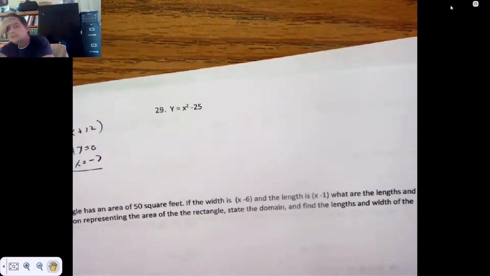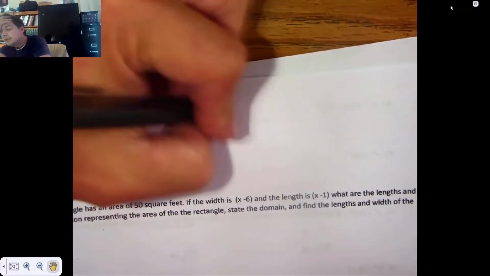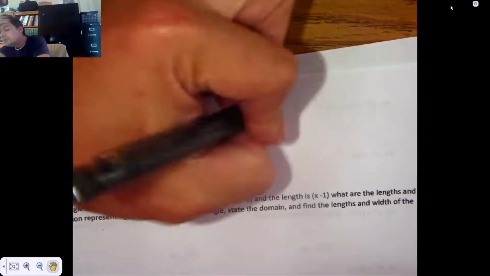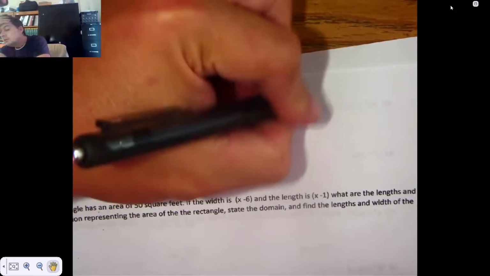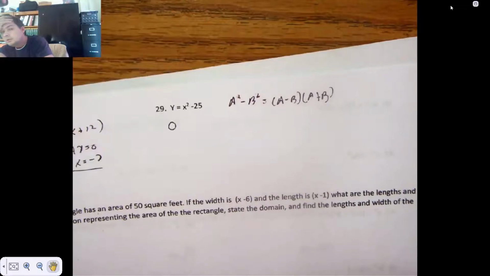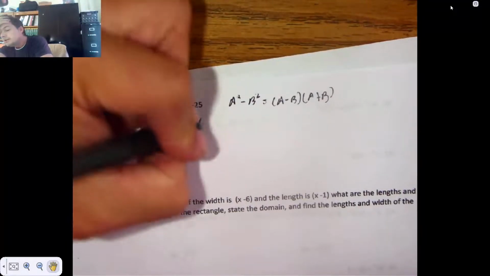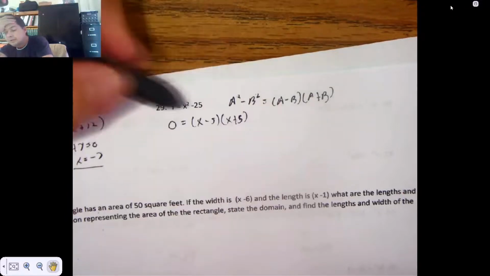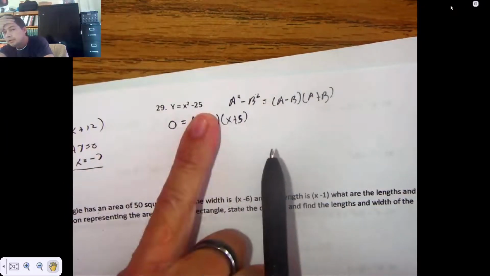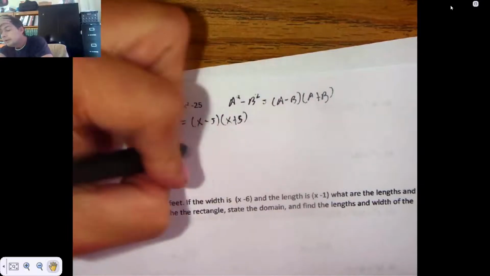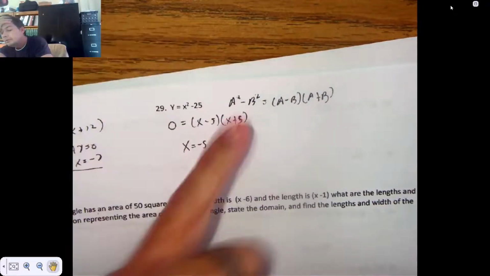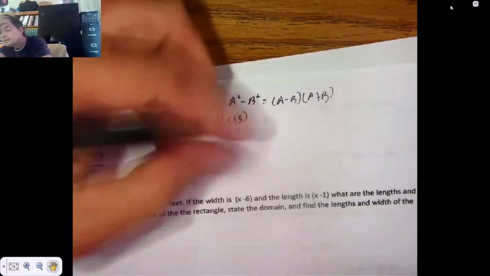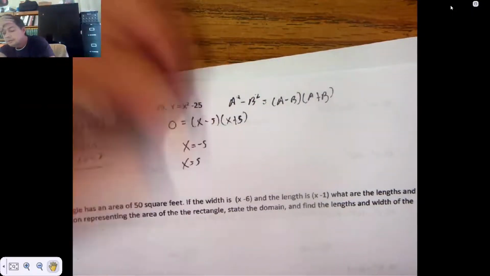29 is going to be a difference of two squares pattern. This is the a squared minus b squared pattern. It's going to factor as a minus b times a plus b. So 0 would be equal to x minus 5 times x plus 5. Same idea with the cover-up technique. Take a pinky finger, cover it up, x is negative 5. Take a pinky finger and cover it up, and x is 5. Those are your two zeros.